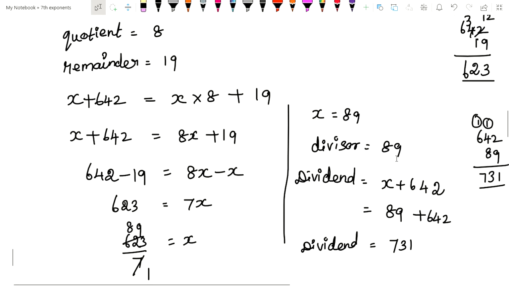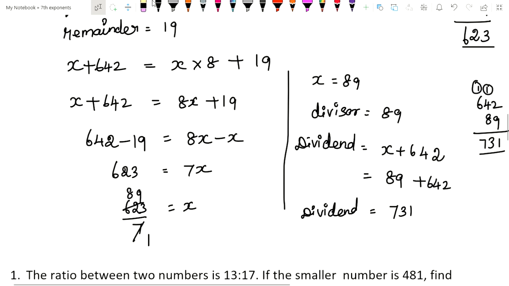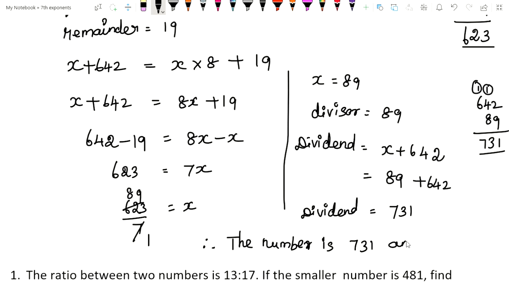X represents the divisor. Then the dividend we need to find out. So x plus 642. While adding this, what are you getting? 731. Therefore, the numbers are 731 and 89. Is it clear, children? Okay children, see the next one.